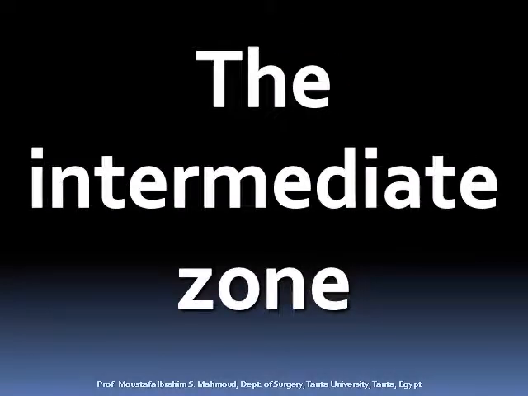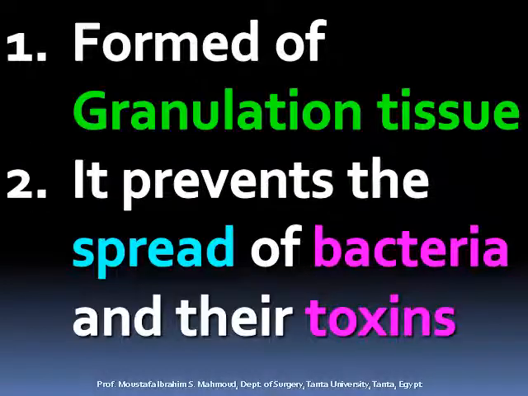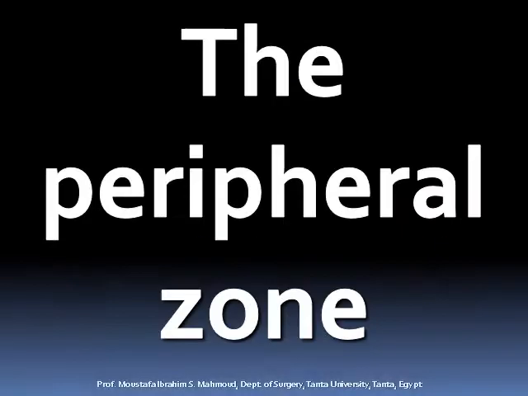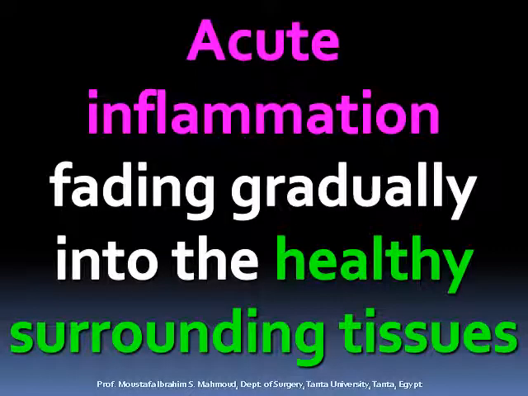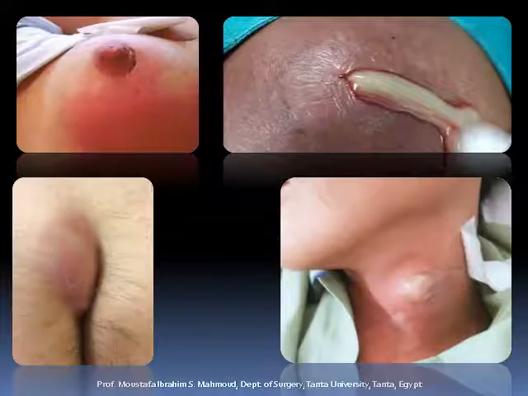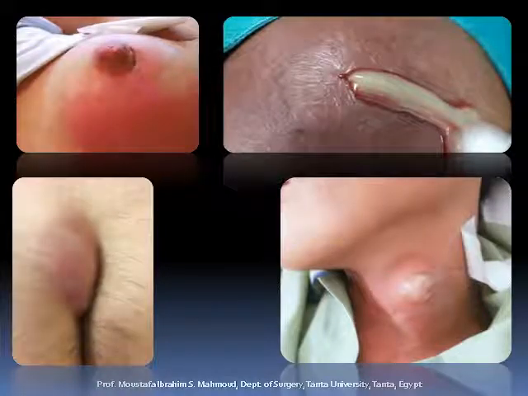The intermediate zone is formed of granulation tissue. It prevents the spread of bacteria and their toxins. The peripheral zone: acute inflammation fading gradually into the healthy surrounding tissues. Photographs of abscesses.